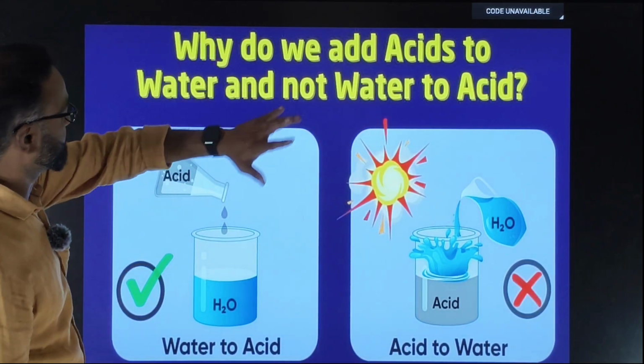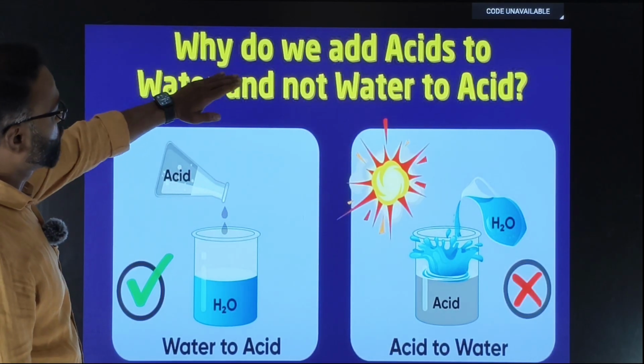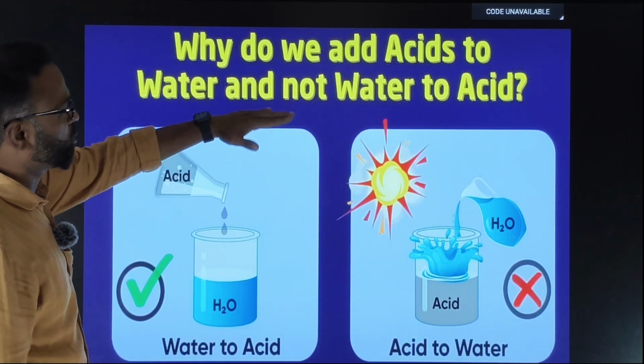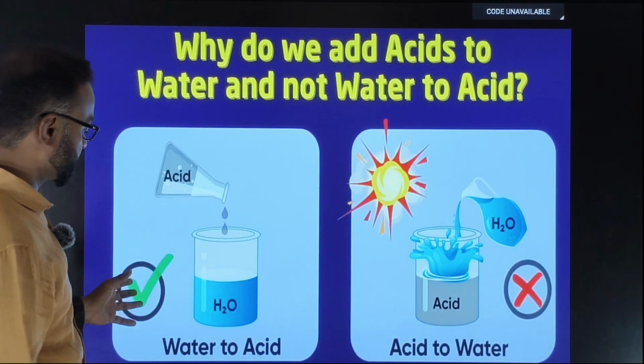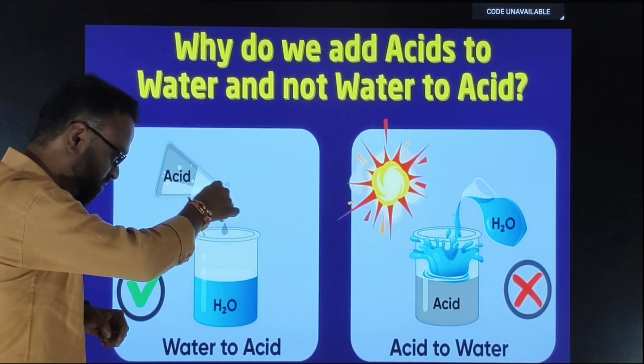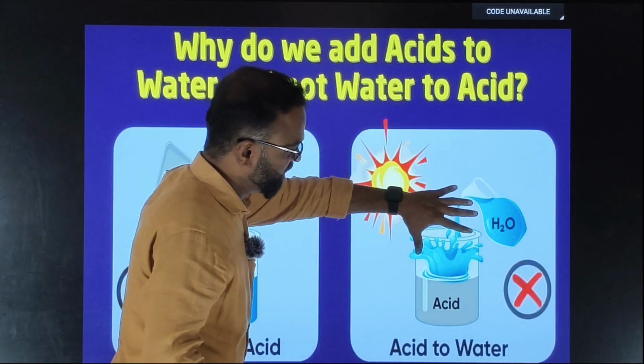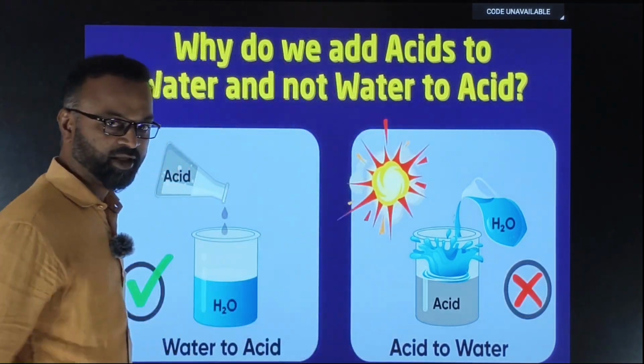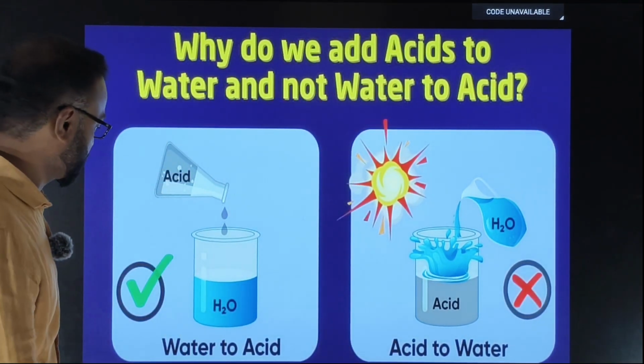That's what they're trying to tell you. See, why do we add acid to water and not water to acid? This is what will happen. This is the right way: slowly, with constant stirring. If you suddenly add the water, it is definitely an exothermic reaction, heat energy is released, and it will splash out.